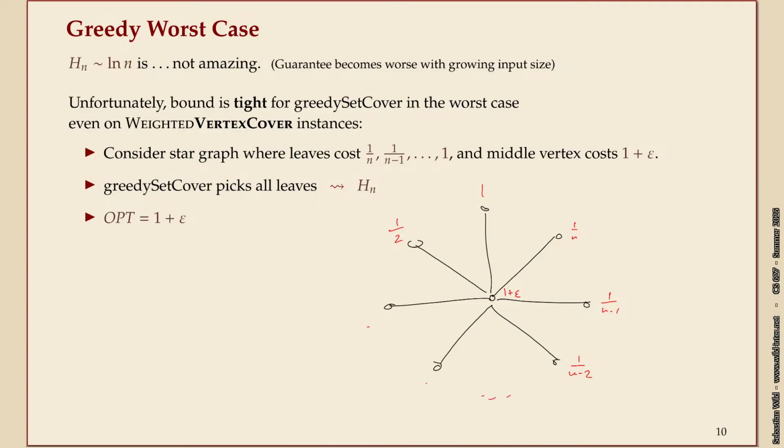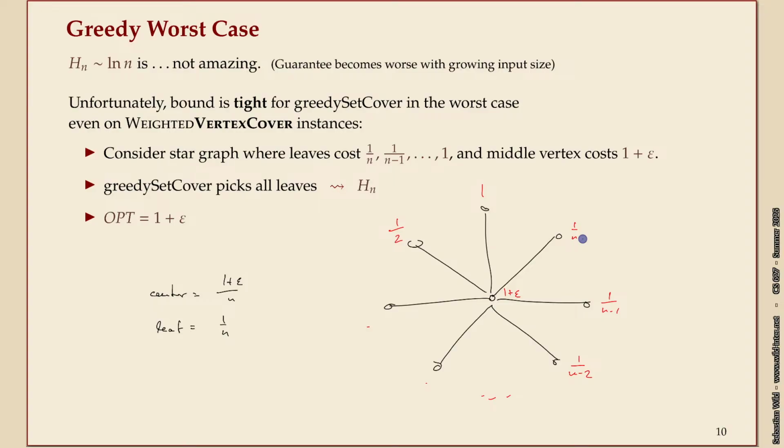And so what happens in the greedy algorithm is initially this singleton set that just gives me this one edge looks really attractive because it's very cheap. Whereas this other guy here would give me n edges, but at the price of 1 plus epsilon. So the cost per element for the center initially is 1 plus epsilon divided by n, whereas the leaf has 1 over n, so that wins. So I'm going to pick that leaf in the greedy algorithm, and then the same thing happens again.